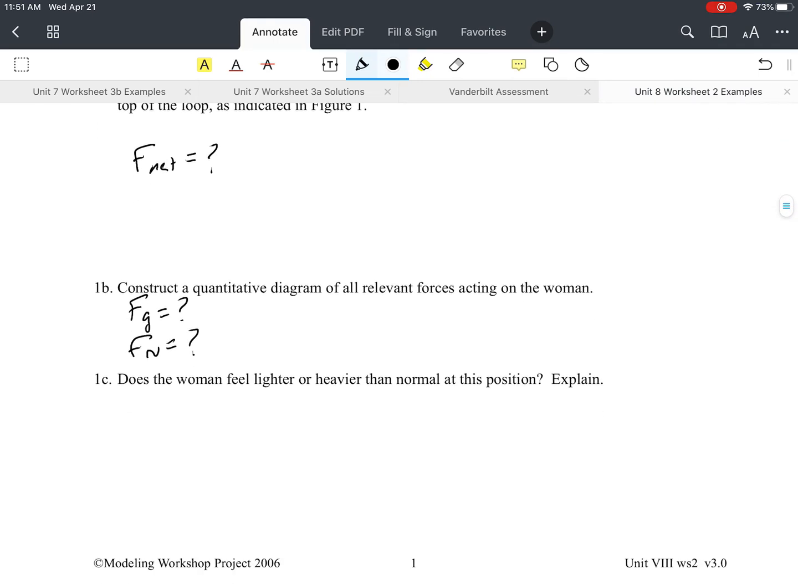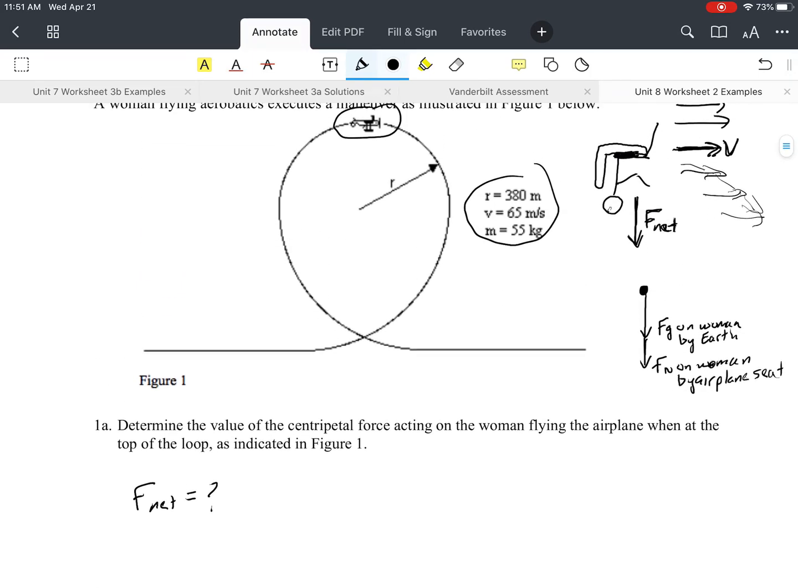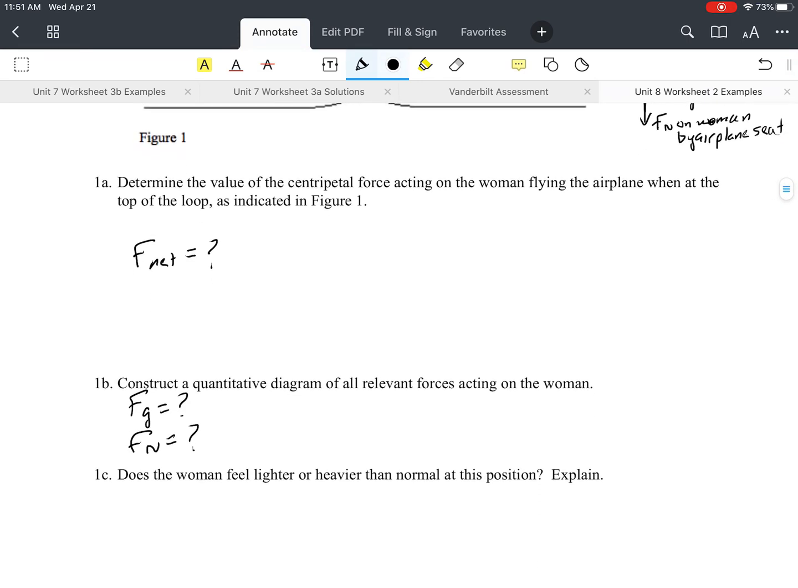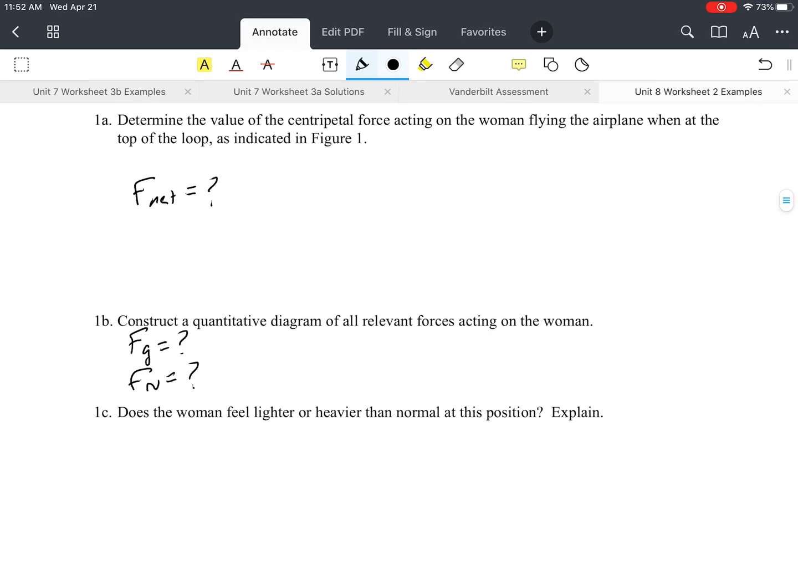Now in 1C, does the woman feel lighter or heavier than normal at this position? So if you want to feel not lighter or not heavier, just feel like nothing's going on, then you would feel forces that are equal to your gravitational force. Now you'll end up feeling lighter if the forces around you are less than the gravitational force. And so the only other force that's acting on you is the Fn force. And so if that Fn force is less than Fg, then you will feel lighter. If that Fn force is bigger than Fg, then you'll feel heavier.